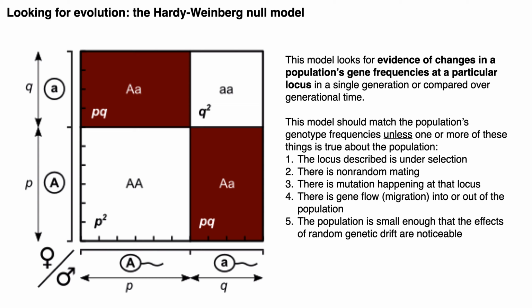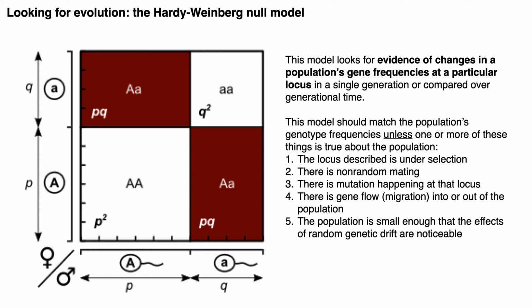Everyone gets taught the Hardy-Weinberg model in introductory biology and in genetics classes because it's a useful tool and a relatively simple mathematical algorithm for looking for deviations from expectations. This model looks for evidence of changes in a population's gene frequencies at a particular locus in a single generation or compared over generational time.